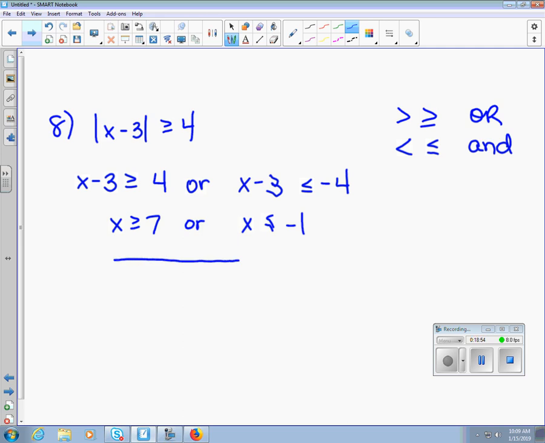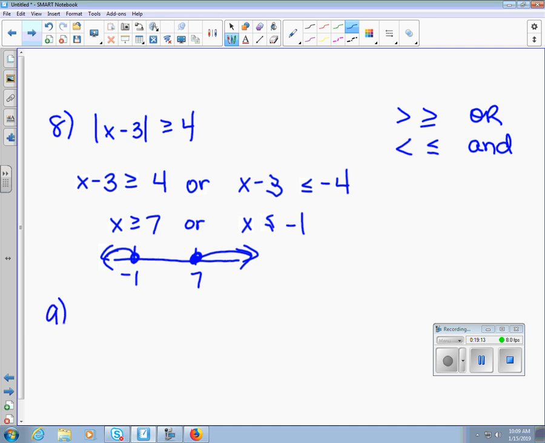And then an or is pretty easy to graph. So if this was like 7, this over here is negative 1, it'd have a closed dot color to the right, and then this would be a closed dot color to the left. So you go your way, I go mine. So that's what 8 would look like.